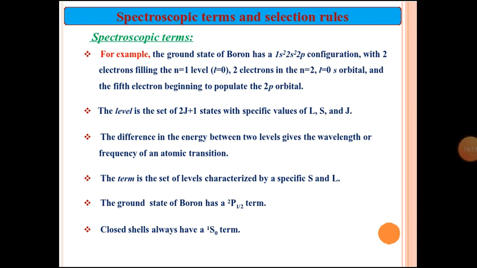A level is the set of 2J plus 1 states with specific values of L, S and J. The difference in energy between two levels gives the wavelength or frequency of an atomic transition. A term is the set of levels characterized by a specific S and L. The ground state of boron has a 2P 1/2 term. Closed shells always have a 1S0 term.